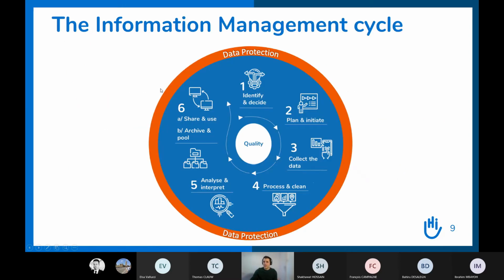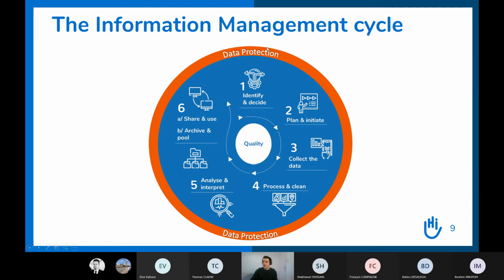And when talking about information management, I told you that there were different steps. So this is the information management cycle that we use at HI. It has 6 steps. The first one is identify and decide. Second one is plan and initiate. Then you collect the data. Then you process and clean the data. You have some analysis and interpretation. And finally, you disseminate the results, so you share and use the data. And then you archive and pool your data sets. And all around this, you have data protection, and in the middle, you have quality.